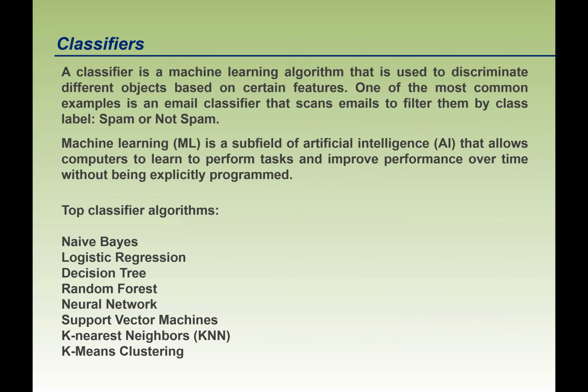So a classifier is a machine learning algorithm that is used to discriminate different objects based on certain features. One of the most common examples is an email classifier that scans emails to filter them by class label, spam or not spam. That's the case of machine learning, which is a subfield of artificial intelligence that allows computers to learn to perform tasks and improve performance over time without being explicitly programmed. For instance, take the case of a chess playing machine or computer. Each time it plays with a stronger opponent, it learns from the game and improves its performance.